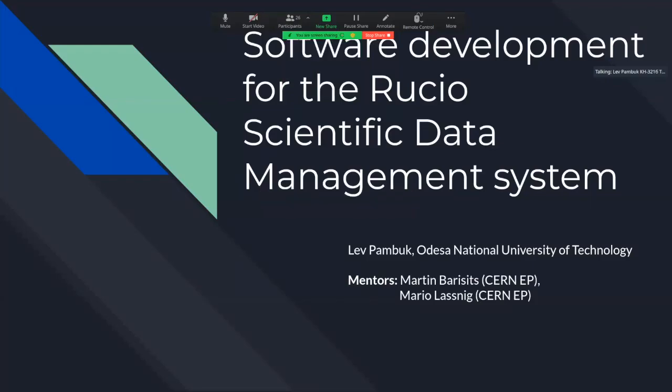Okay, so hello, I'm Lev Pambuk, currently a student of Odessa National University of Technology, and IRIS-HEP fellow for this year. I would like to present my planned work for this summer. It is software development for the Rucio Scientific Data Management system. My work is mentored by Martin Barisic and Mario Lasnik.